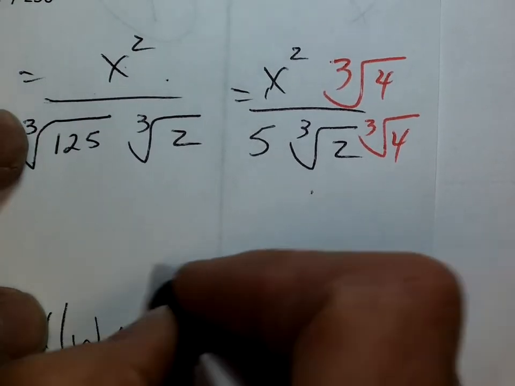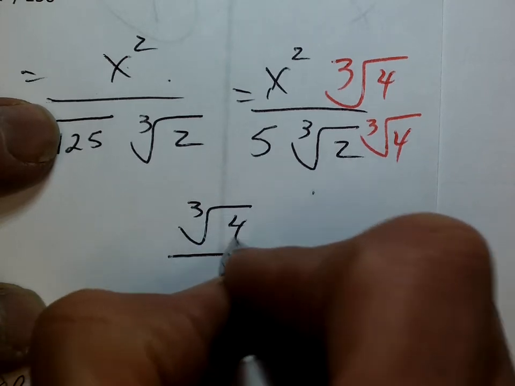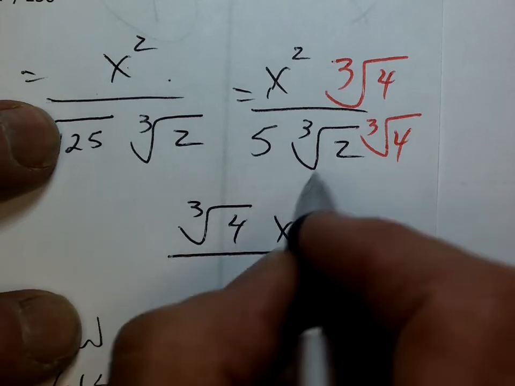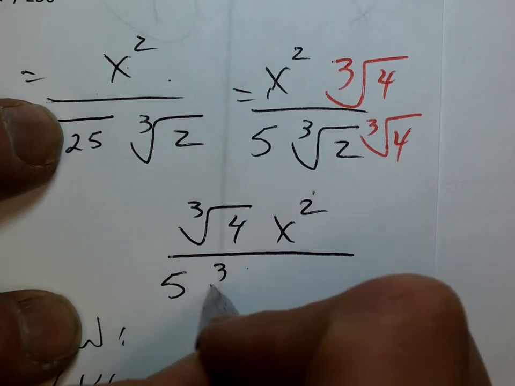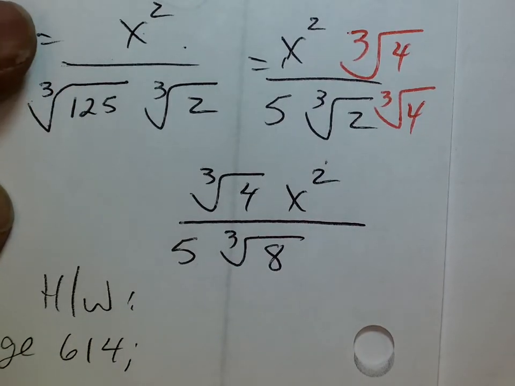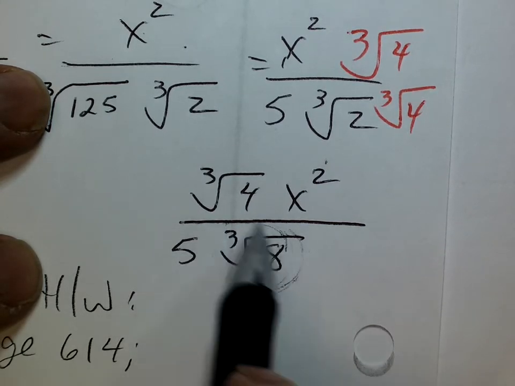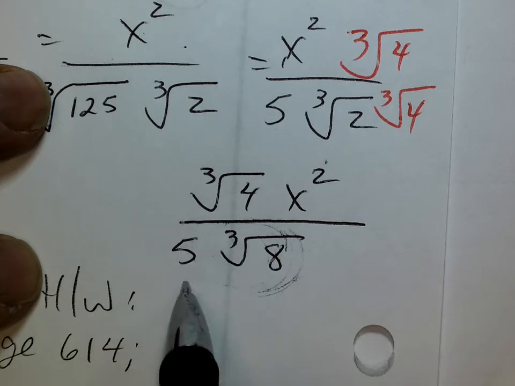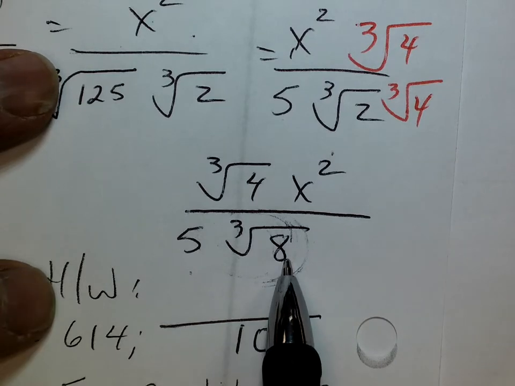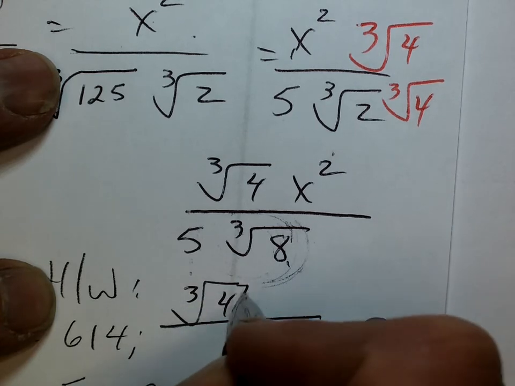Well, alright, I'm going to have now the cube root of 4x squared on the top. In the bottom, I'm going to have 5 times the cube root of 8. What's the cube root of 8? 2. And 2 times the 5 is 10. Okay. Cube root of 8 is 2, times the 5 is 10. Now, what's left on the top is the cube root of 4x squared.